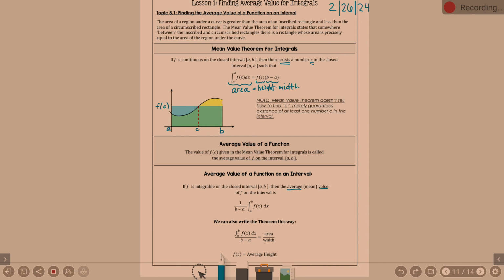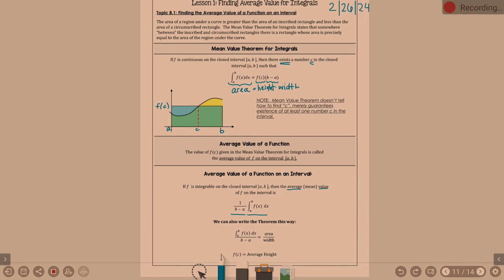So, when you're asked to find average value, you're still going to be doing this integral, but out front we're going to be looking at the 1 over b minus a. And I believe, if I recall, there's an example that will help us to explain that a little bit.